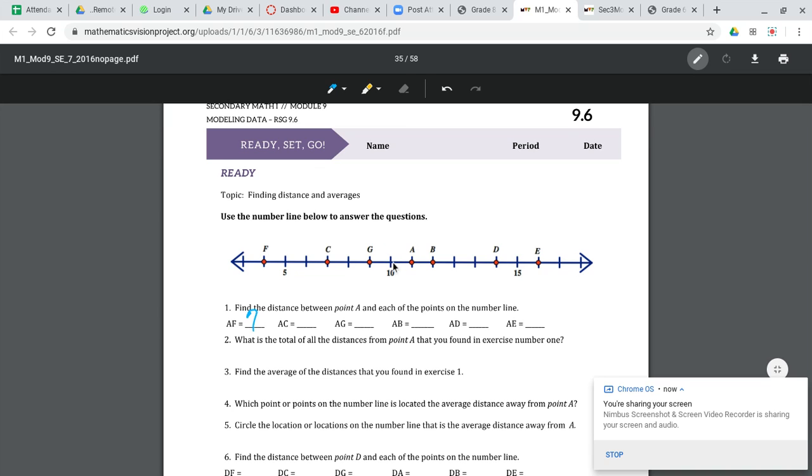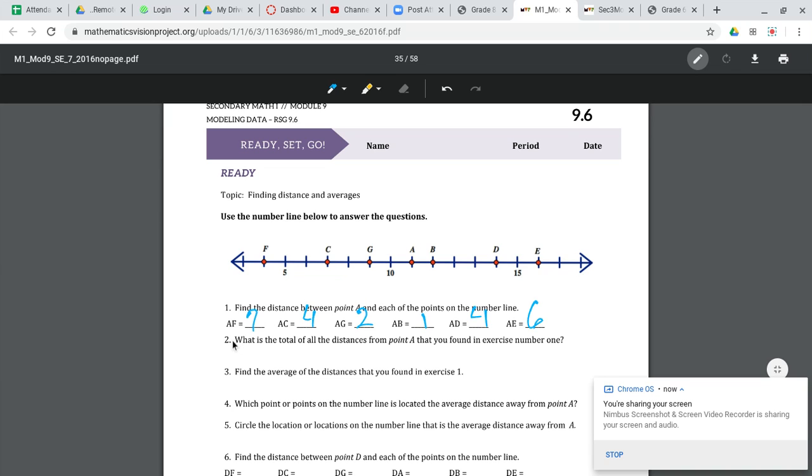A to C is 1, 2, 3, 4. A to G is 2 less than that, so it's 2. A to B is just 1. A to D is 1, 2, 3, 4. And A to E is 4, 5, 6. So there are all our distances from point A for each of those other points.